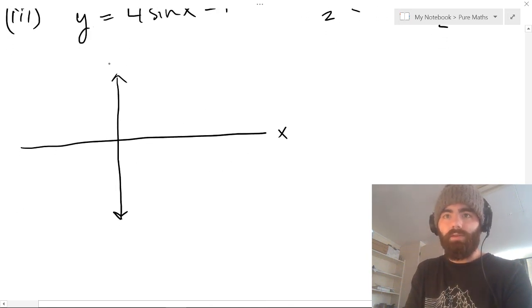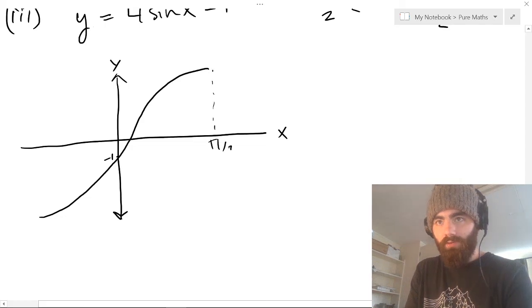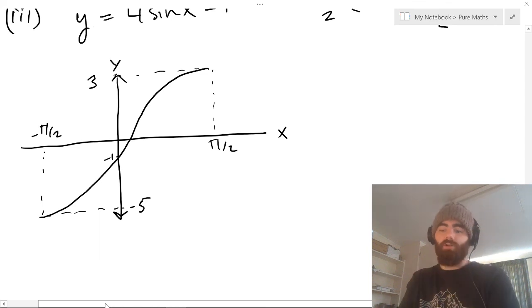This is our x and this is our y. It's going to pass through this point here, minus 1, like this. This is pi over 2. This is minus pi over 2. And if it goes down 4 here, that means this here is minus 5. And it goes up 4 here, well that means this here is 3. So that's your graph.